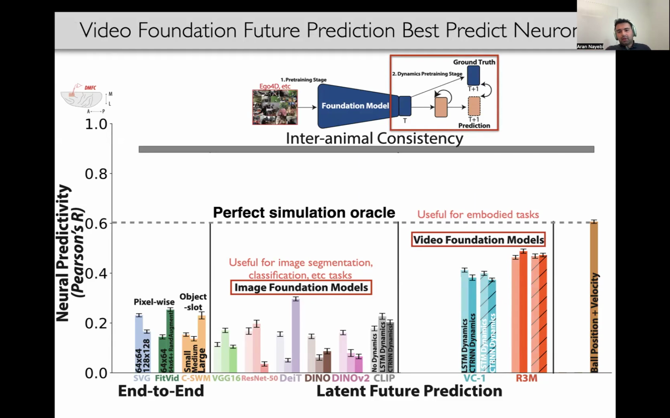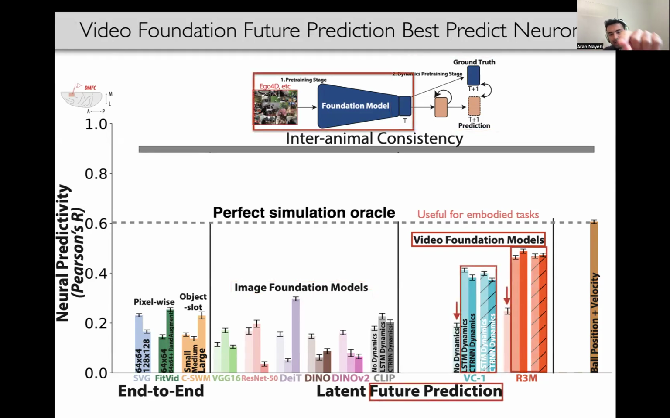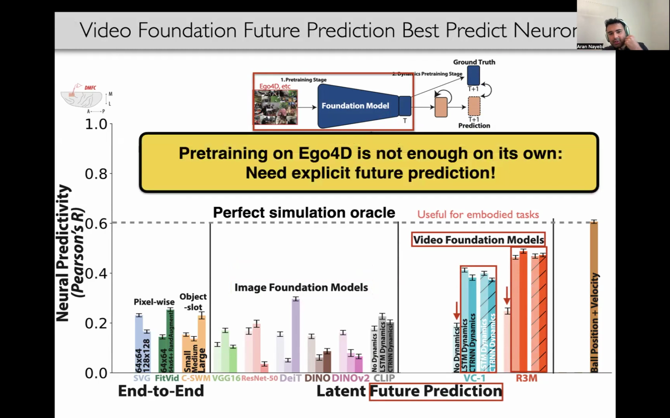Now, it's not just enough to pre-train a latent. We also need to do this explicit future prediction. In other words, if we compare just to the latent alone, the latent isn't enough to do it. Just pre-training on Ego4D isn't enough. You do actually need to explicitly future predict in that latent representation.